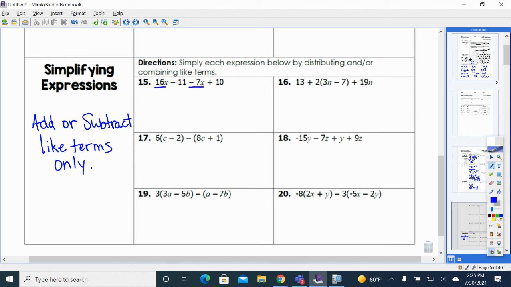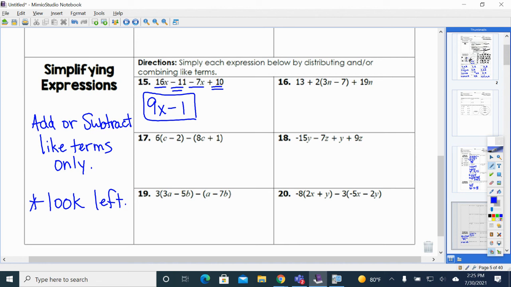The other thing that I want to make sure I say to you is that you always look left of the number so that you know what sign is associated with that. So that is a negative 7x or a minus 7x. You can look at it either way, but not both. So 16 minus 7 is a 9x. And then I can also combine my negative 11 plus 10. Negative 11 plus 10 is a negative 1. So I'm going to write minus 1. And my answer there is 9x minus 1.